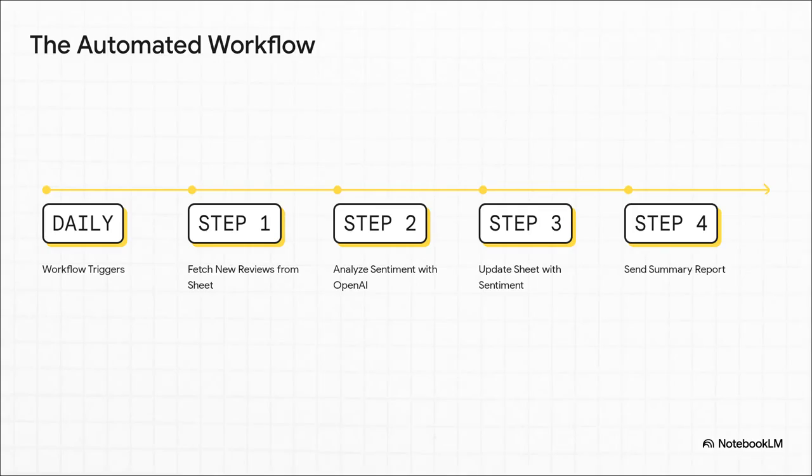And this is where the automation really shines. You set up a workflow that just runs on its own, say every single day. First, it grabs any new reviews. Second, it zips each one over to OpenAI for a quick sentiment analysis. Third, it takes that result, positive, negative, neutral, and pops it right back into the spreadsheet. And finally, it could even send you a neat little summary report. All of this can happen while you're doing something else entirely.